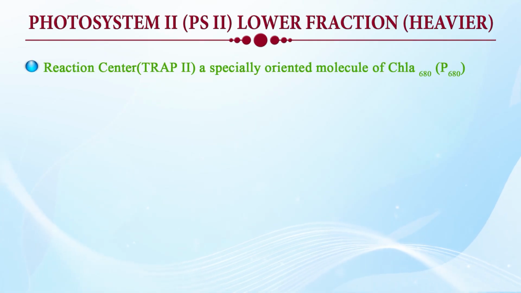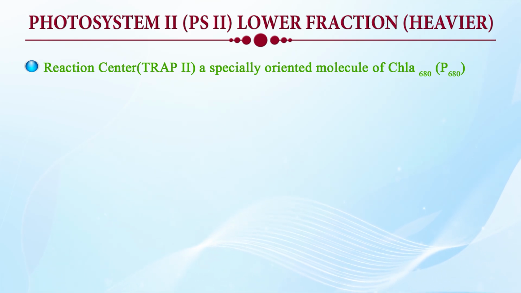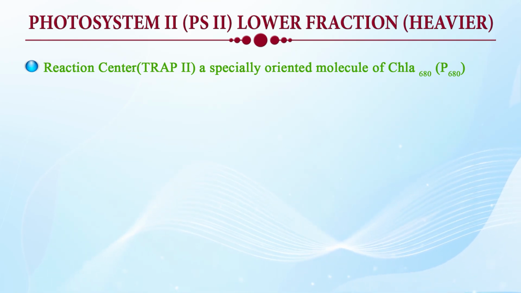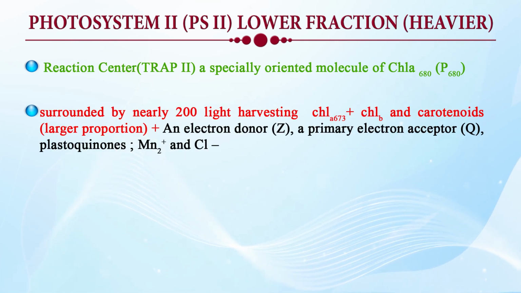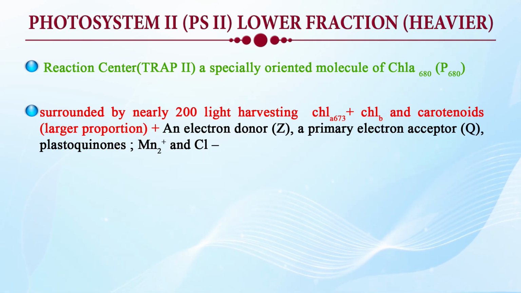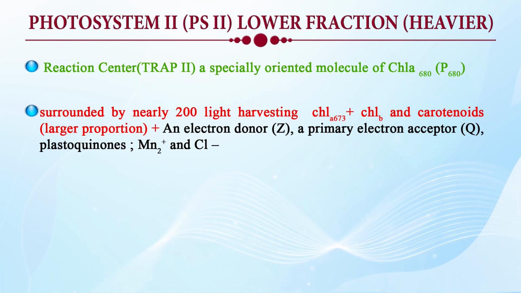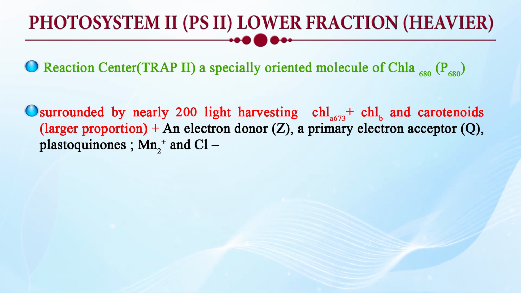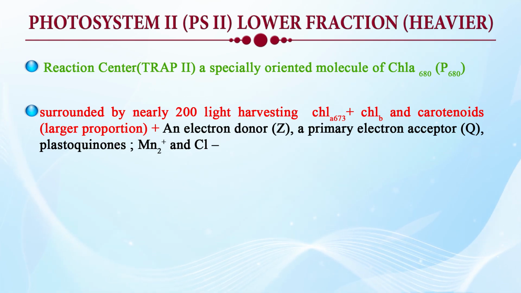On the other hand, photosystem 2 constitutes the lower fraction in fractionation. So, naturally it is heavier, and here the energy trap is made up of a chlorophyll A molecule, which is the focal point, P680. So, nothing can run beyond 680, and this is surrounded by 200 light harvesting chlorophyll A molecules and carotenoids, but chlorophyll B and carotenoids seem to be in a larger proportion in photosystem 2. And then it also has an electron donor Z.